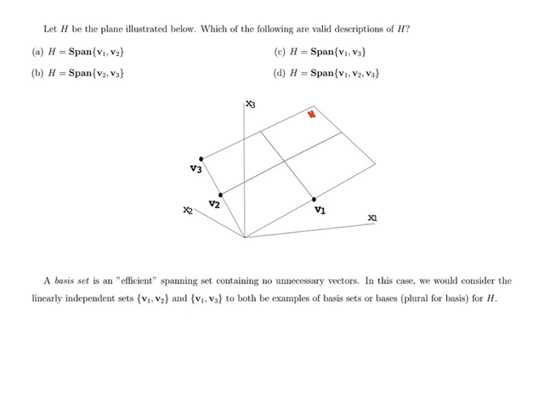So first off, we have H is the span of V1 and V2. And let's see if that's true. V2 is this vector right here, V1 right there. And since those two vectors are not multiples of each other, they are going to span the entire plane. Any point that you pick in this plane, so let's say this point right here, we can write this as 2V1 plus V2. If we go over twice in the V1 direction and then once in the V2 direction, we can get to that point. And we can do that for any point in that plane. So therefore, the first one is a valid description of that plane.